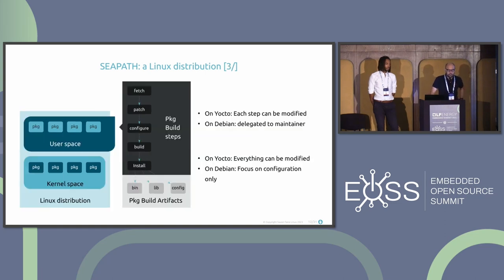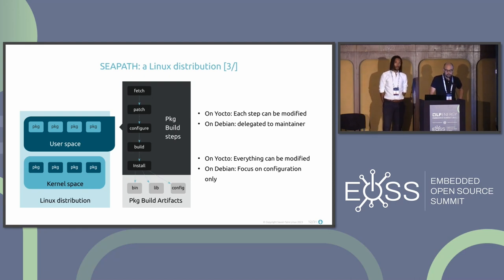So the philosophy is a bit different. On Yocto, everything can be modified. And on Debian, it's delegated to the maintainer. And for cybersecurity customizations, you have some steps that can be done by yourself, and some that you cannot interact with because it's up to the maintainer to do that.